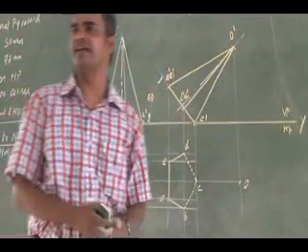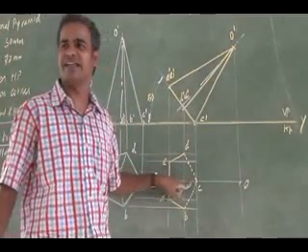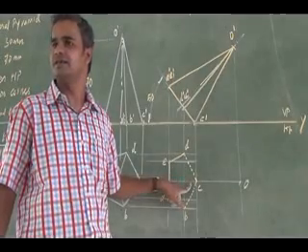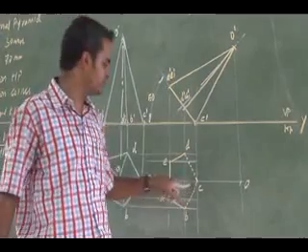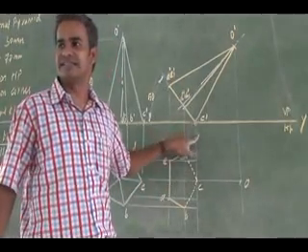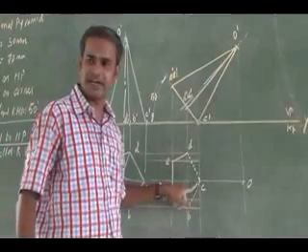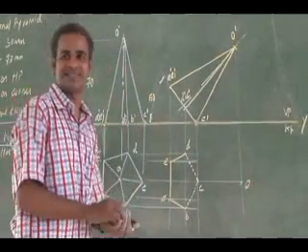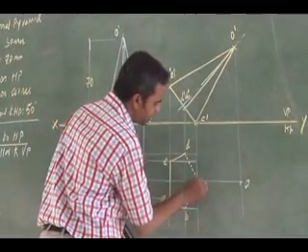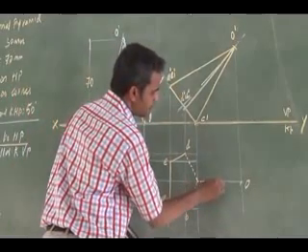Another hint says that whatever slant edge is drawn from a hidden corner is hidden. Which is a hidden corner here? C is a hidden base corner. C to O is going to be a hidden slant edge. So I can join it as a hidden line.